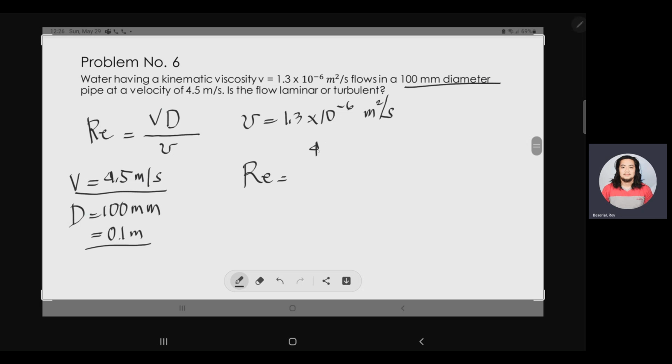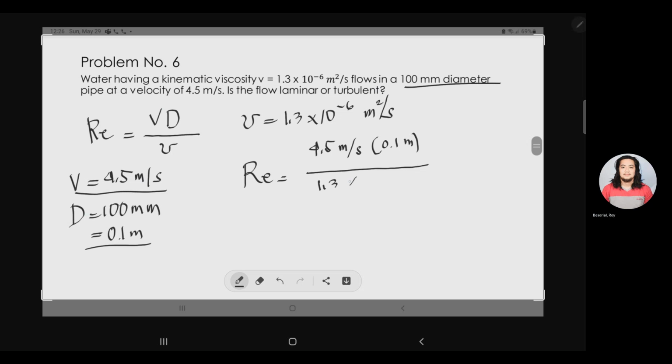So meron tayong 4.5 meters per second times 0.1 meter, divide natin sa ating kinematic viscosity na 1.3 times 10 to the power of -6 meters squared per second. Makita ninyo ang mga unit, dito sa upper portion ng ating fraction is meters squared per second, so magka-cancel out lang siya dito sa ating value sa baba, since yung ating Reynolds number is a dimensionless value. So wala siyang unit, only the number only.